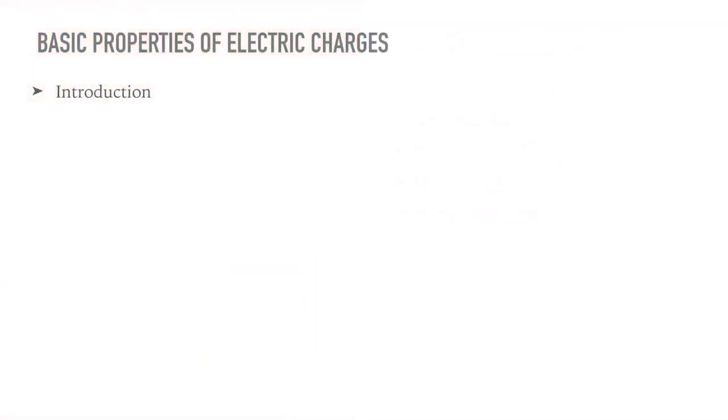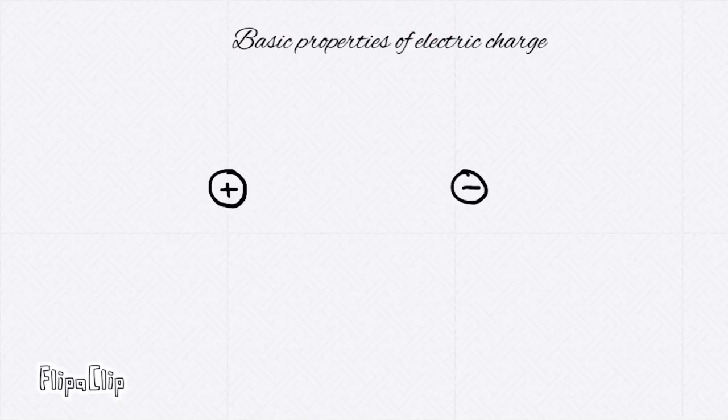Let's start with the basic property of electric charges. As we all know, there are two types of charges, positive charge and negative charge, and this positive and negative charge always try to neutralize each other.